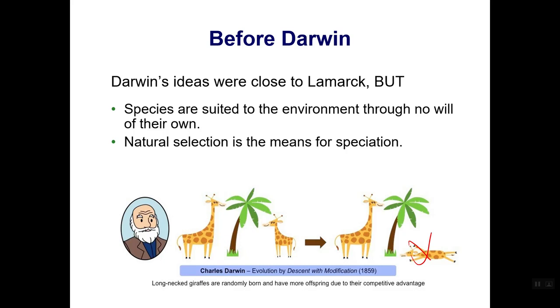So this is called descent with modification. Offspring are going to be a result of parents that are procreating, and the ones that procreate are the ones that have the genes for traits that lead them to be able to survive and reproduce better than their peers.